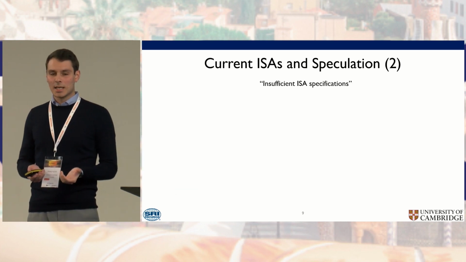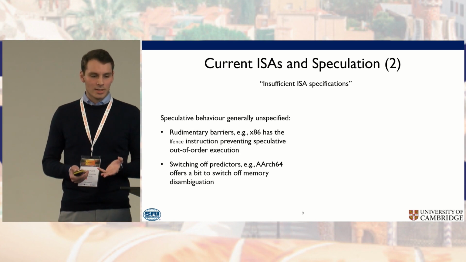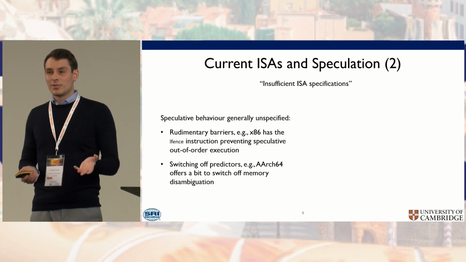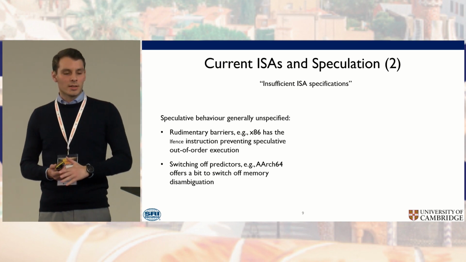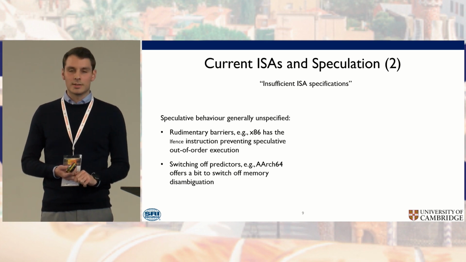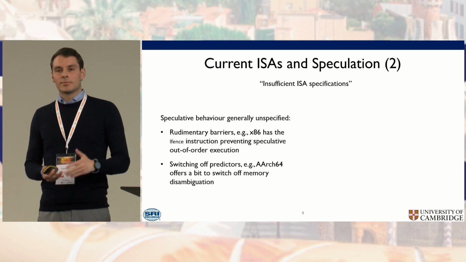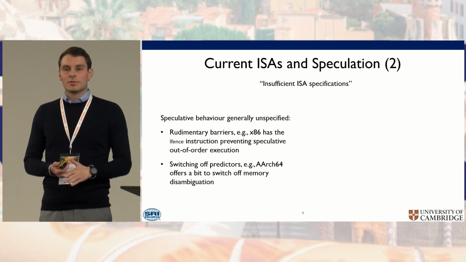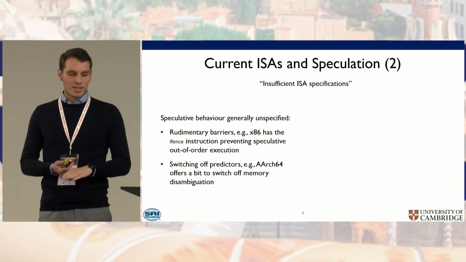And that then leads to insufficient ISA specifications. Speculative behavior in general remains unspecified. There are some bits in other architectures, for example, rudimentary barriers in x86. It has an LFENCE instruction, and that LFENCE allows not to execute speculatively beyond itself.